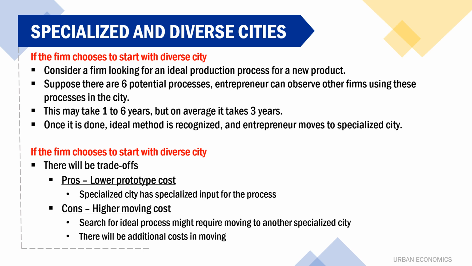Okay, what are the pros and cons of starting from the diversity? If the firm chooses to start with a diversity, we consider the firm looking for an ideal production process for a new product, and suppose there are 6 potential processes. The entrepreneur can observe other firms using these processes in the city. This may take 1 to 6 hours, but on average it takes 3 hours or maybe shorter than that. Once this process is done and the ideal method is recognized, the entrepreneur will move to the specialized city.